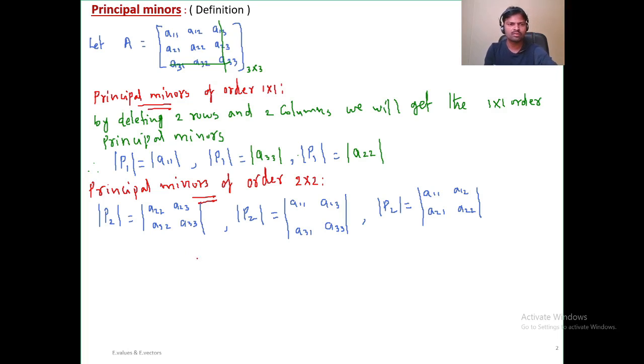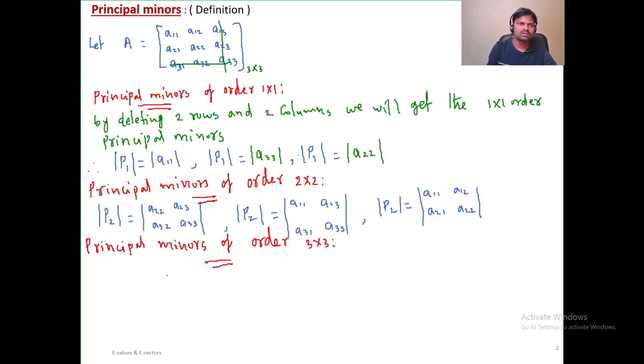Similarly, next, the principal minor of order 3 by 3 is nothing but the original matrix.